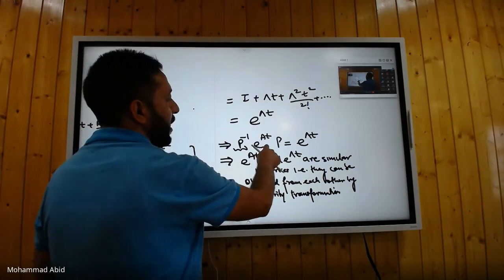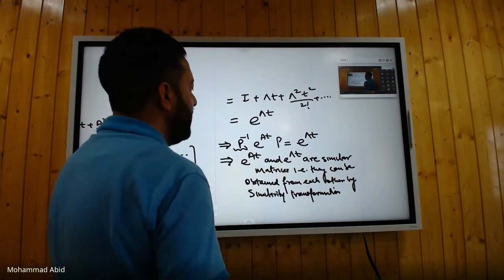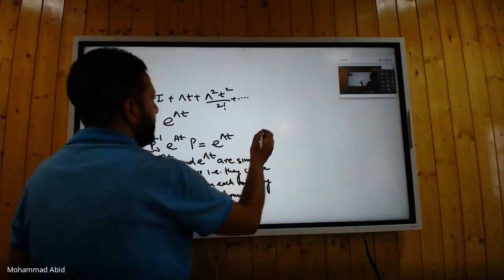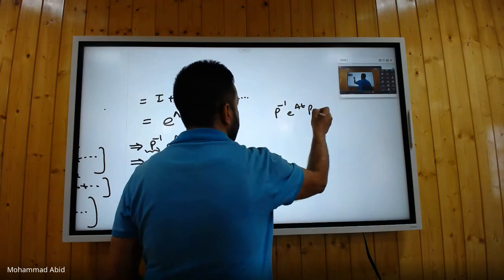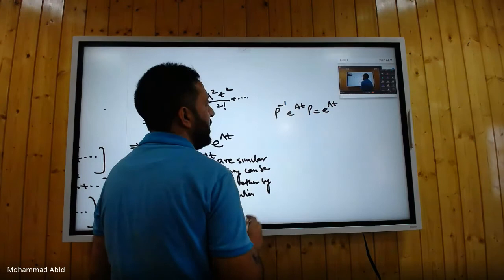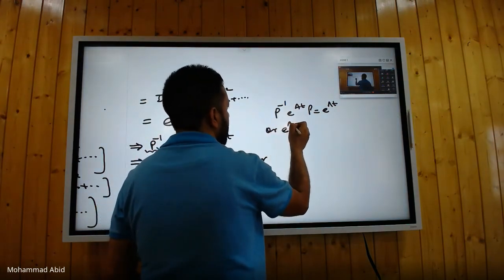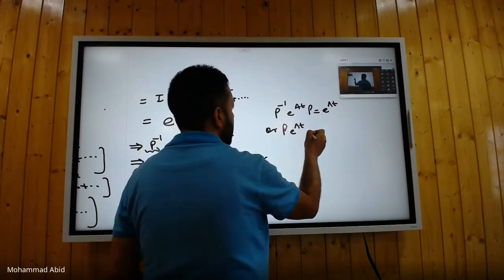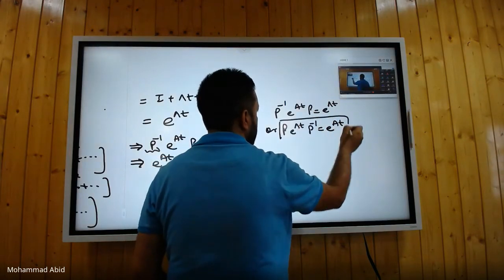Now, how is it going to help me in evaluating e to the power AT? I basically have to evaluate e to the power AT, isn't it? तो ये मुझे कैसे help करेगा e to the power AT easily evaluate करने में? Let's see. Now, I have the expression P inverse of e to the power AT into P is e to the power lambda T. So if I pre-multiply by P and post-multiply by P inverse, I'll get P e to the power lambda T P inverse is equal to e to the power AT. Is that okay?